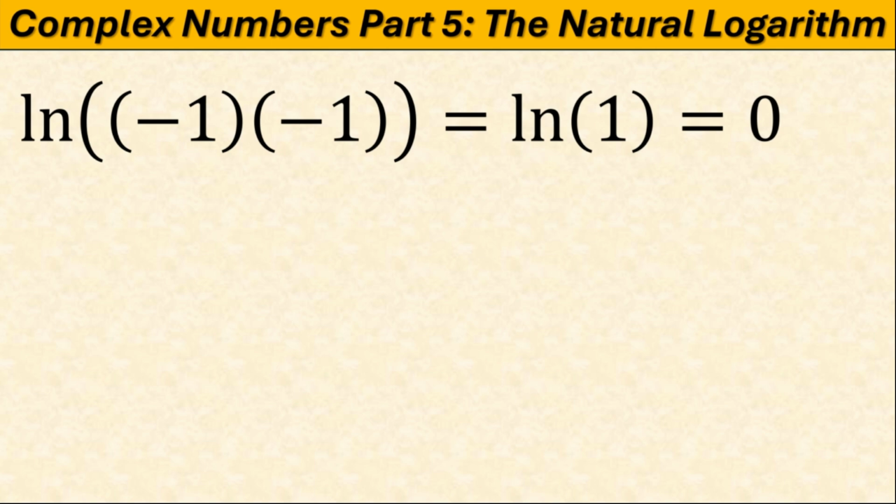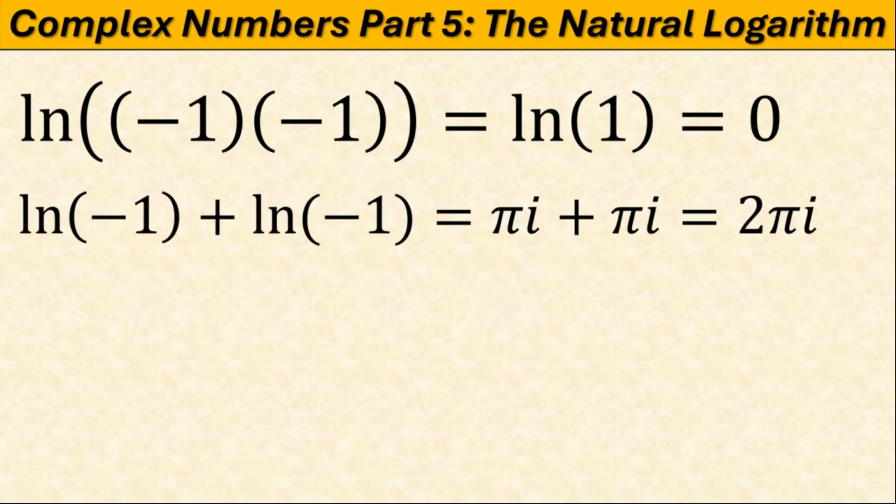The natural logarithm of -1 multiplied by itself would create the natural logarithm of 1, since -1 multiplied by itself is 1, and the natural logarithm of 1 is 0, so this whole expression simplifies to 0. But if we tried employing the rule here, we would get that the natural logarithm of -1 added to itself would be pi I plus pi I, which is 2 pi I, not equal to 0. And so the correct answer is 0, and the rule does not work, because the angles do not add to a number within the desired range.